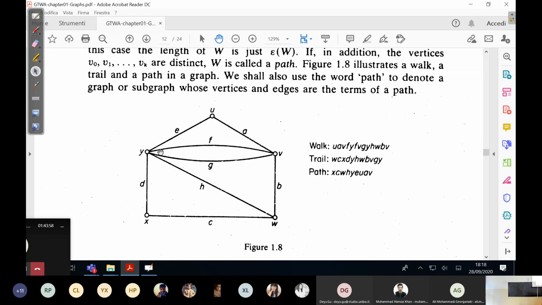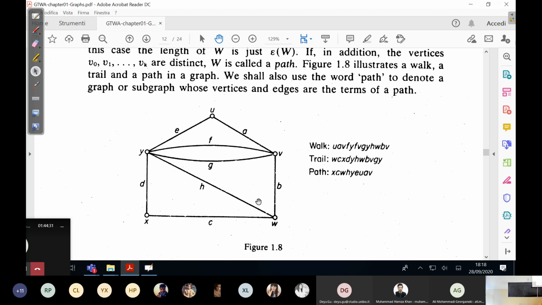A walk could be this: u, a, v, f, y, again f, and so it's not a trail because we are repeating an edge. v, g, y, h, w, and b, v. Okay, so we have repeated vertices and edges. So it's a walk. It's surely not a path, but it's not even a trail.